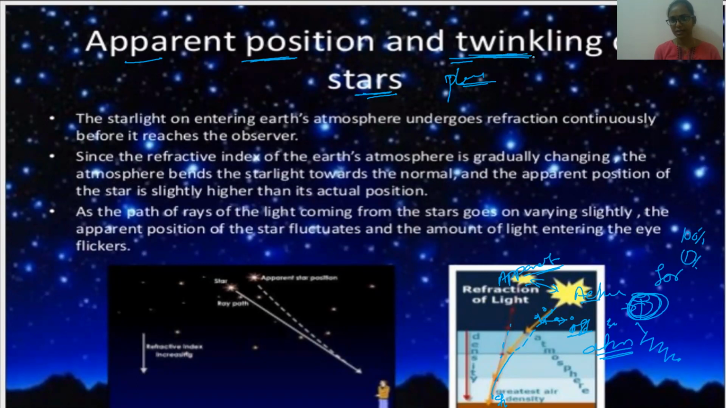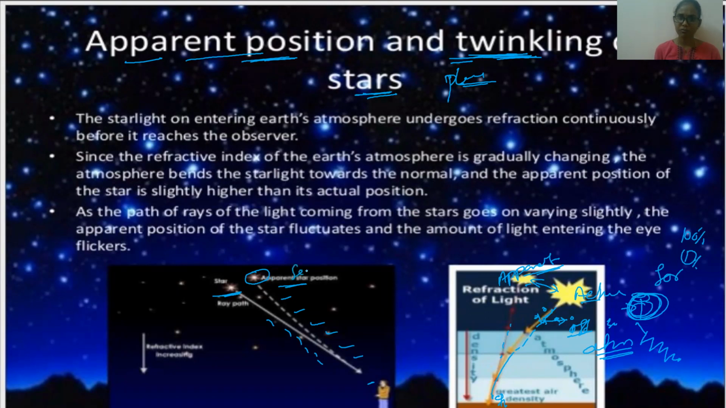Clear, children? What is it called, the twinkling effect of the star? The apparent position appears to be at some other position. The actual position of the star is here. But because of atmospheric refraction, light keeps on bending when it reaches this person. So because of that, the star appears to be here, and it is twinkling because it needs to cover more layers of the atmosphere, because it's very far from the earth.